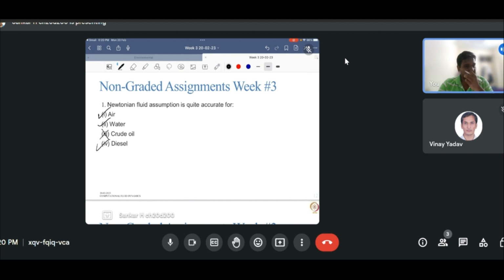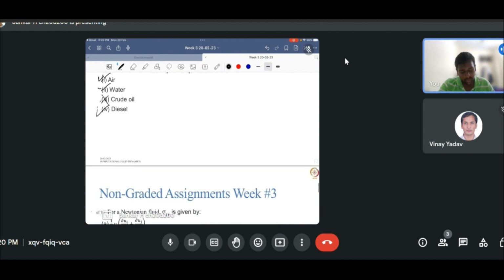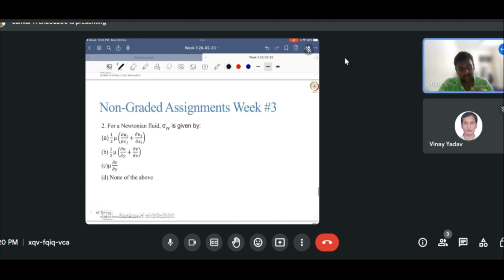This is like a general knowledge question, whether you know or not. There's nothing associated with this. Generally, organic oil solvents are usually supposed to be non-Newtonian in nature, especially high viscous oils. Then for the next question, for a Newtonian fluid, sigma yy is given by.